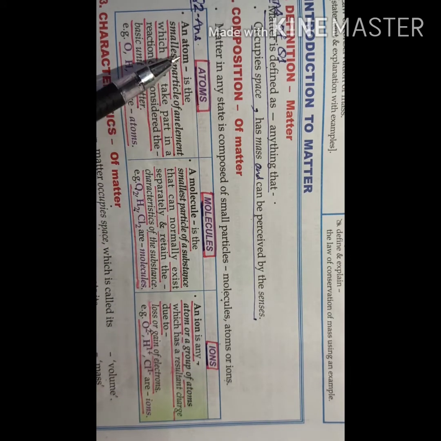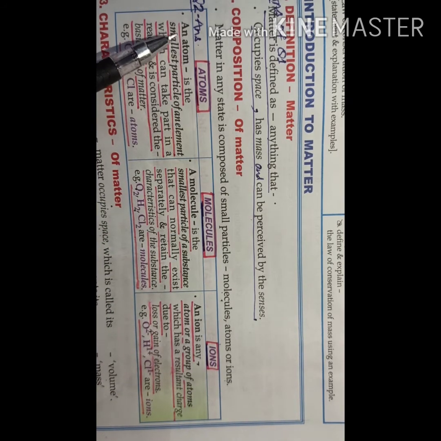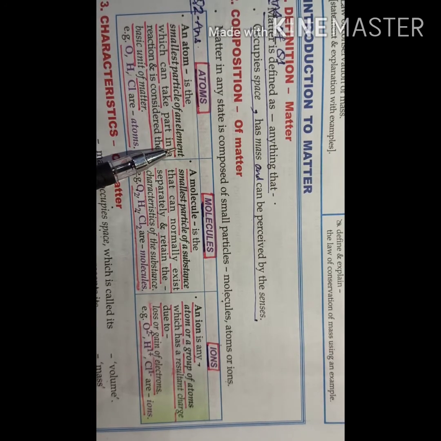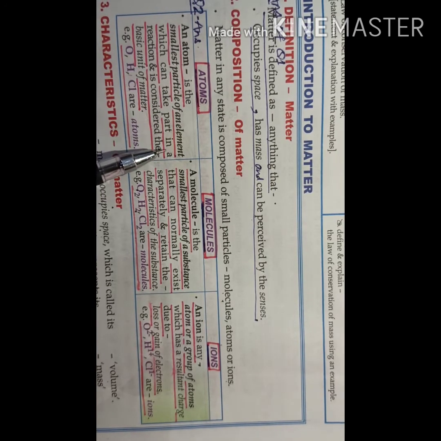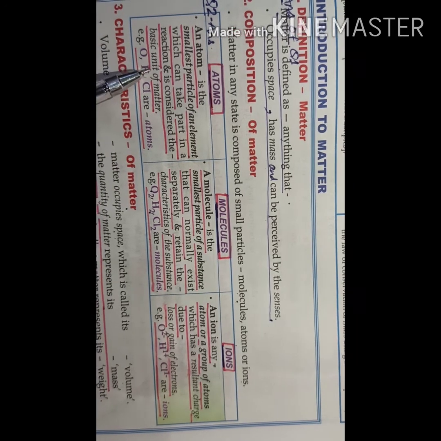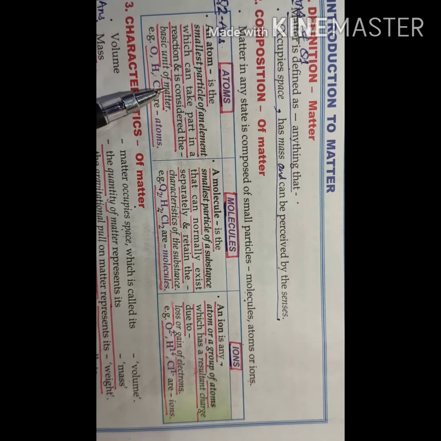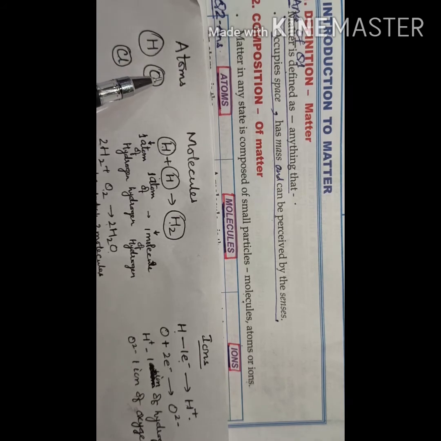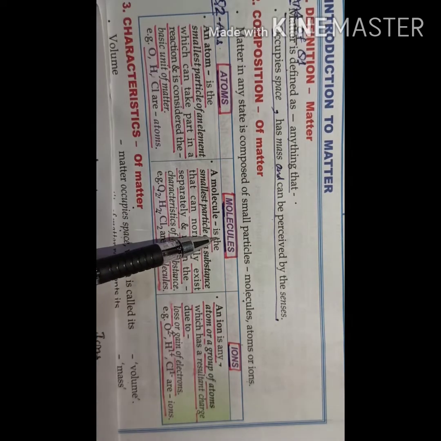Next, what is an atom? An atom is the smallest particle of an element which can take part in a reaction and is considered the basic unit of matter. Now, H is one atom of hydrogen. O is one atom of oxygen. Cl is one atom of chlorine. Right? Now next is molecules.